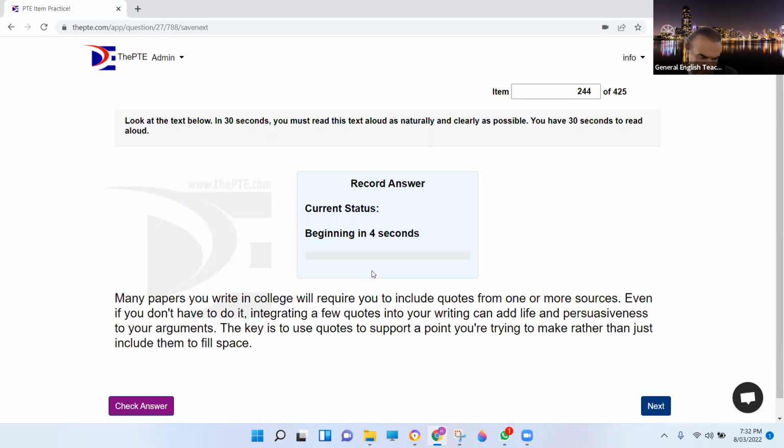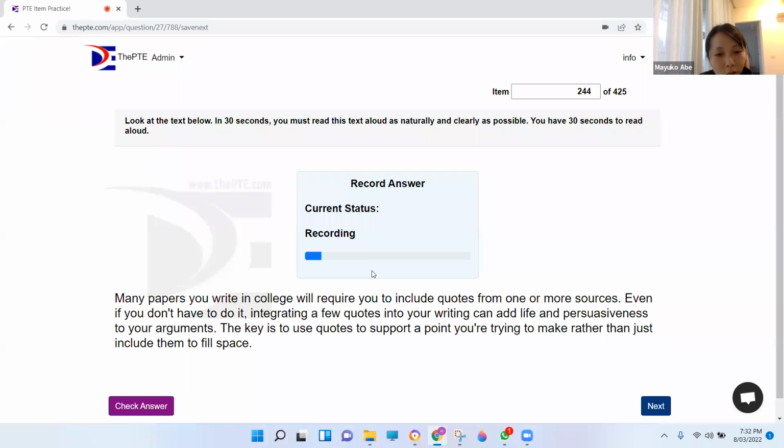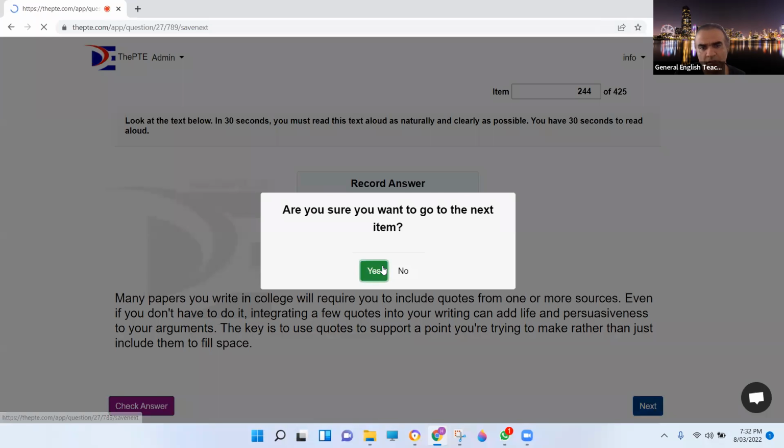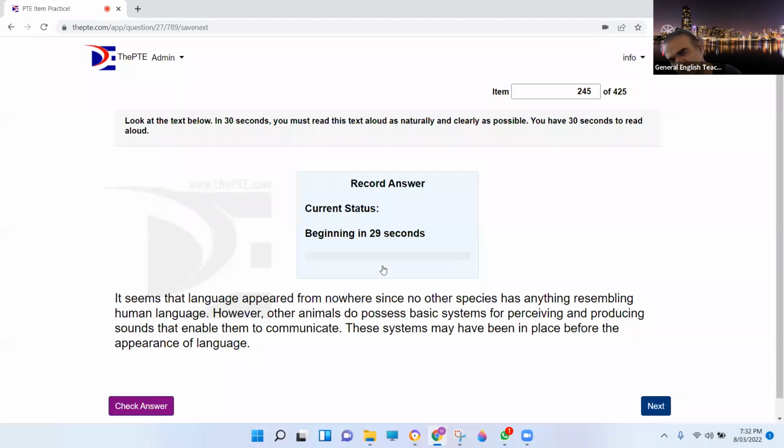Mayuko. Many courses you write in college will require you to include quotes from one or more sources, even if you don't have to do it. A few quotes in your writing can add life and interest to your argument. The key is to use quotes to support the point you are trying to make rather than just include them to fill space. Good, good. Okay, quickly. Next one. Jacob.